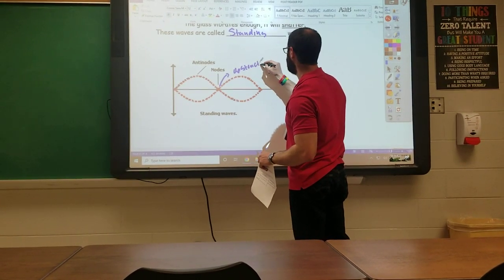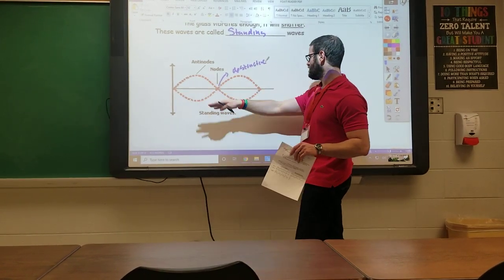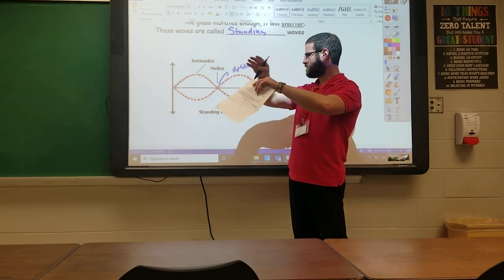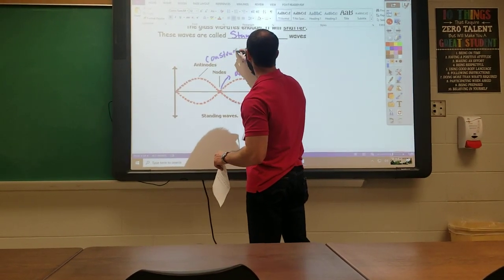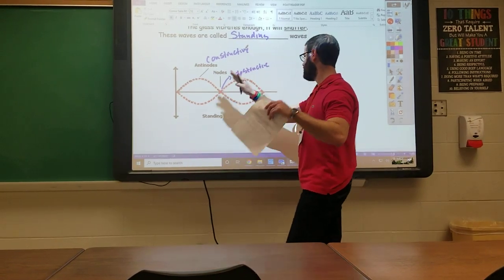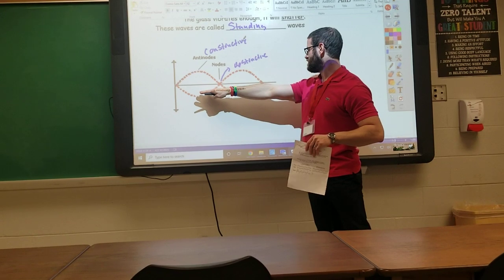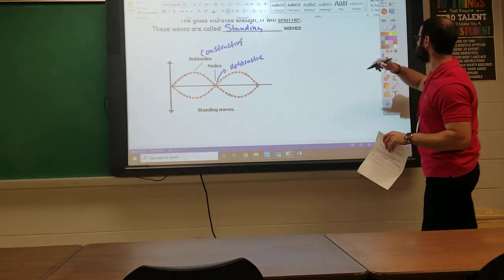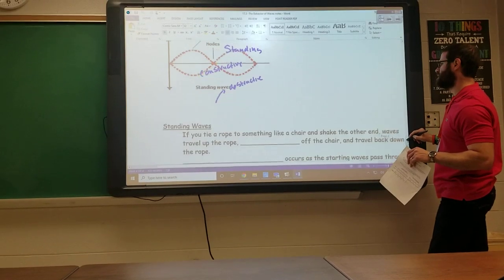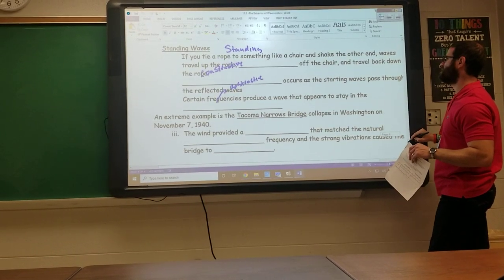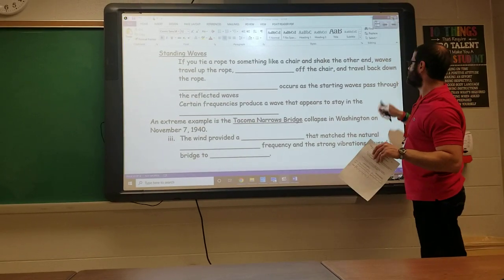And antinodes occur when the two waves are interfering constructively. So again, when two waves are interfering with each other, we have what we call a standing wave that's created. And as I had said, we have interference going on here.